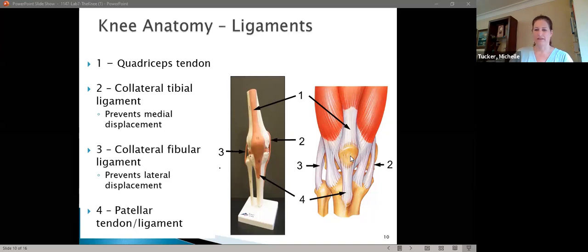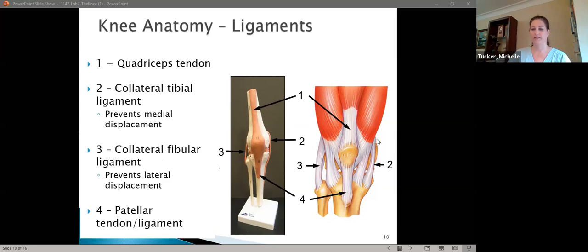We do have two collateral ligaments. Collateral means side. You've probably heard of collateral damage. Collateral is side, so side damage. And here we're just talking about collateral ligaments. These are on the side, and these form bands, okay? You do need to know what type of displacement it prevents.